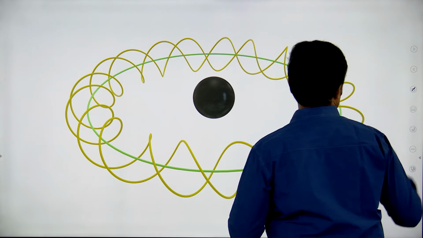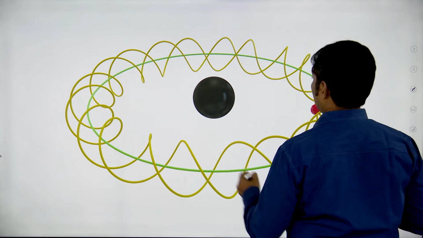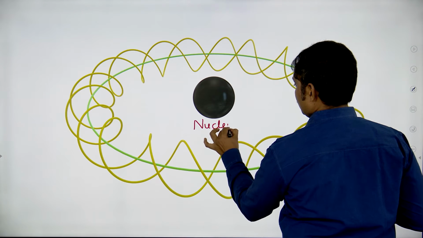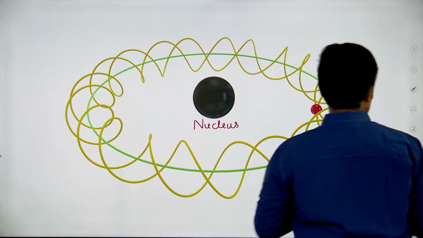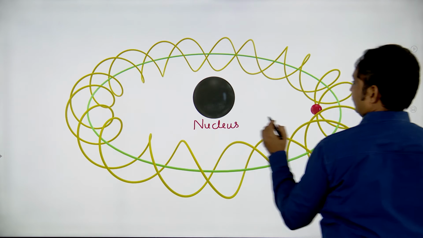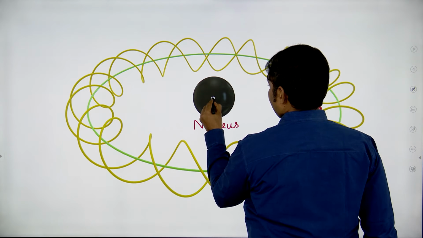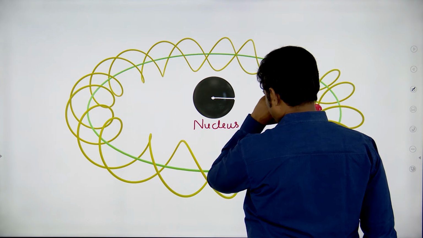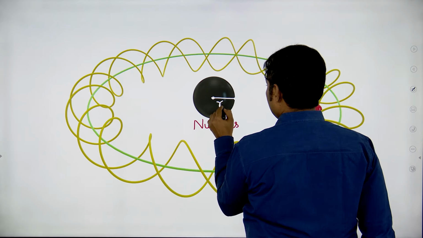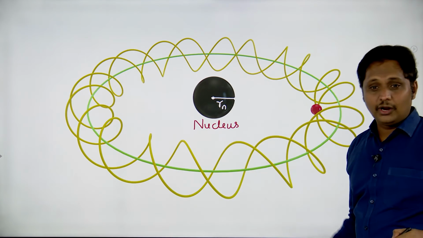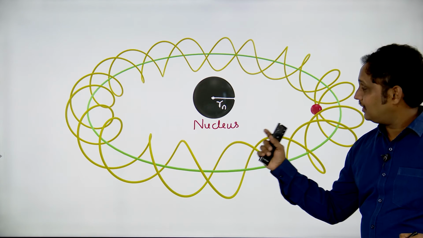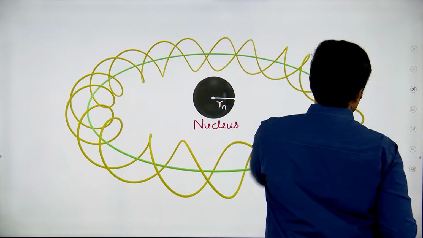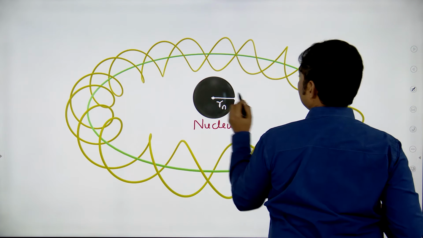This is going to be the nucleus. This is the nucleus. All right. It's very clear. This is going to be Rn. Yes, you are all going to get this one. Rn is the radius of the nucleus.